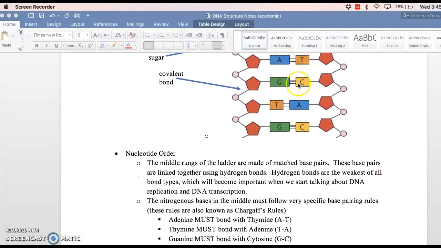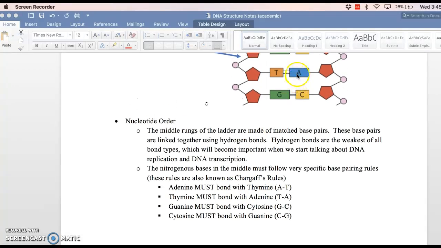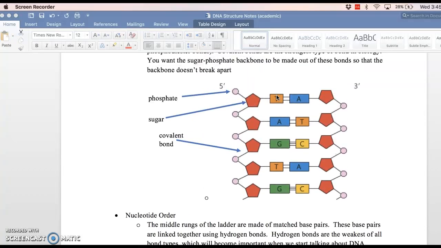Now, if you look up here, you'll notice that these are always bonding in a certain pattern. These have to follow very specific base pair rules. Essentially, these rules are also known as Chargaff's rules, but for this class, you just need to know that they're base pairing rules. So when you look up here, adenine is always going to be bonded to a thymine. Nowhere else are you going to see an adenine bonded to anything else. Thymine is always going to be bonded to an adenine. Guanine is always going to be bonded to a cytosine, and cytosine is always going to need to be bonded to a guanine. And the order of this strand of DNA is really important.